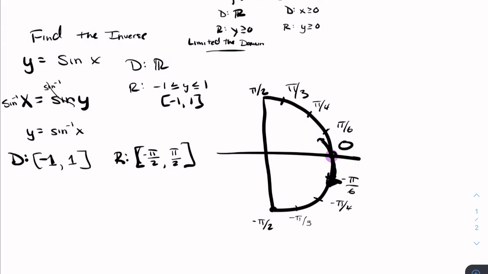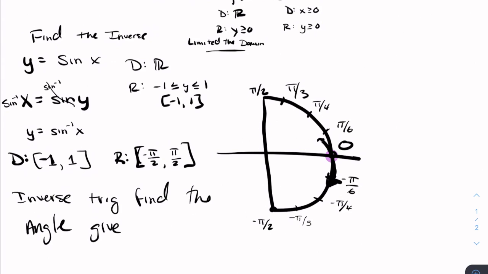With our inverse function, what we're plugging in are values, and inverse trig finds the angle given the value. That's what we're doing.